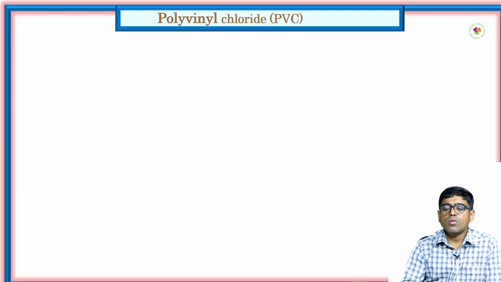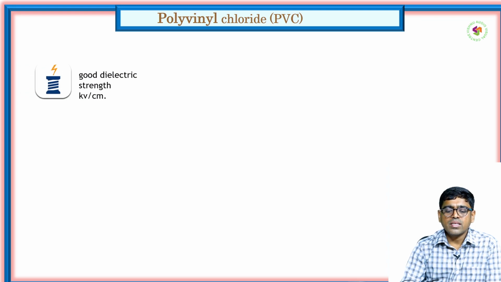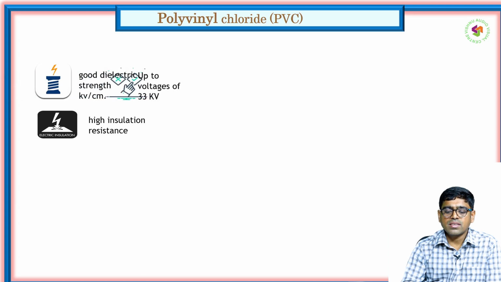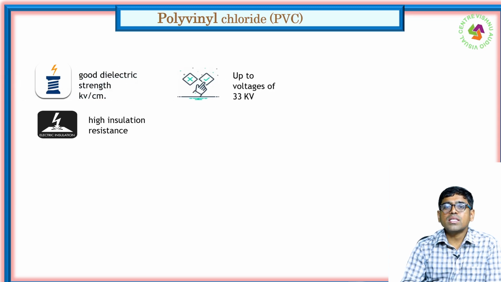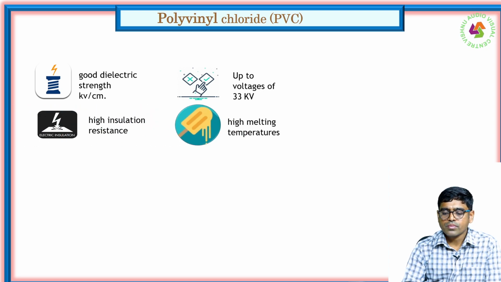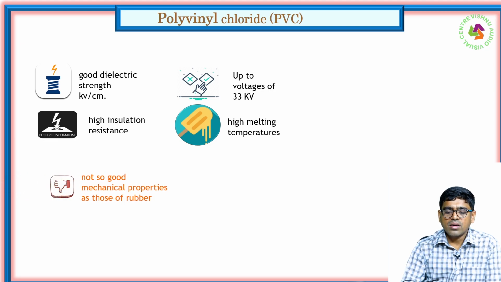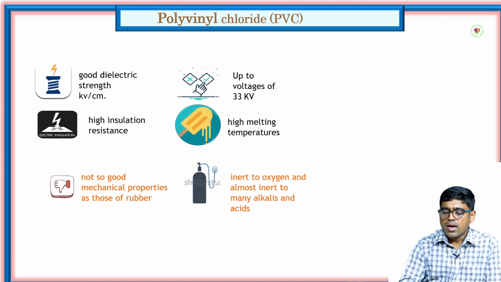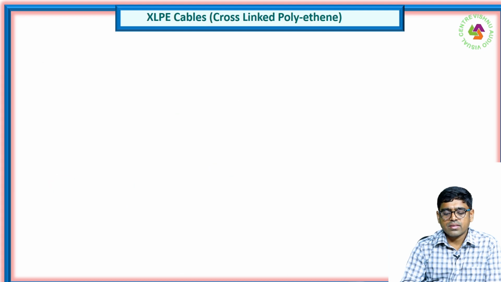Next is polyvinyl chloride, PVC cables. They have good dielectric strength in kV per centimeter, high insulation resistance, and we can recommend PVC cable up to 33 kV. It also has a high melting temperature. The disadvantage is that it is not as good in mechanical properties as rubber. If you compare with rubber, this PVC cable may not have good mechanical strength. It is inert to oxygen, and almost inert to many alkalis and acids.